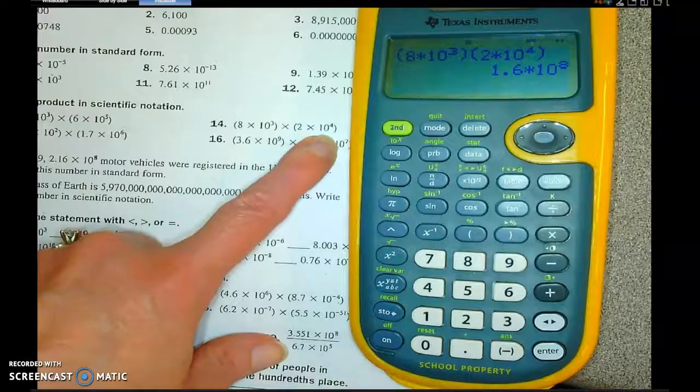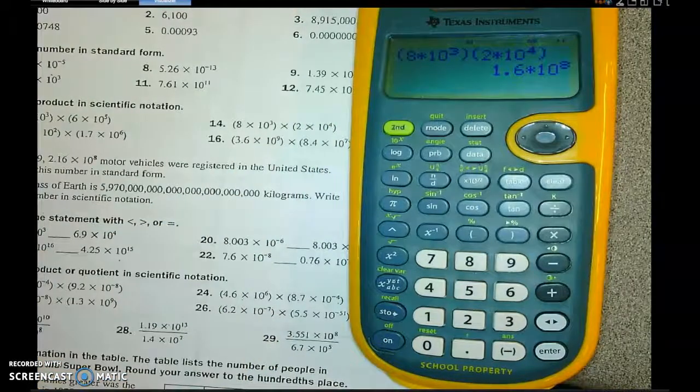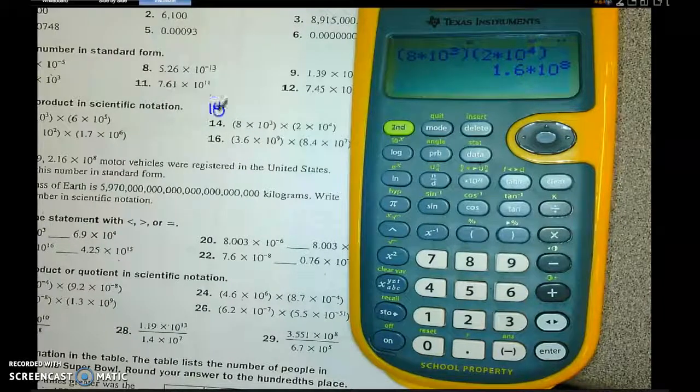Hit enter, and there is my answer. So for number 14, okay, the answer is 1.6 times 10 to the 8th power.